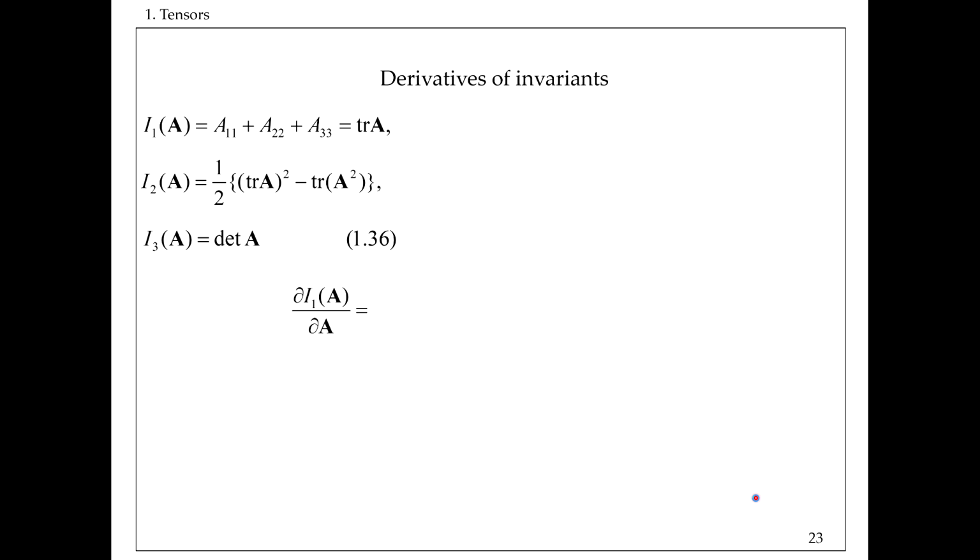Now, here is just a reminder of the structure of our invariants, right? For a second order tensor, we have three invariants. First is simply trace A, which is the summation of the components that sit on the diagonal of that matrix. The second invariant is also an important one. It represents these quadratic terms, also in terms of trace. And the third invariant is nothing but the determinant.